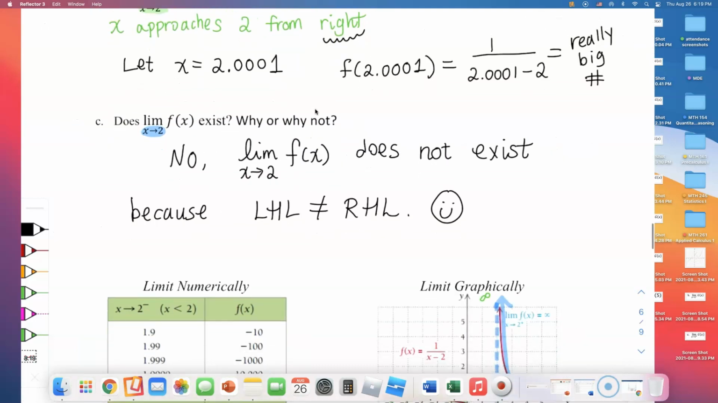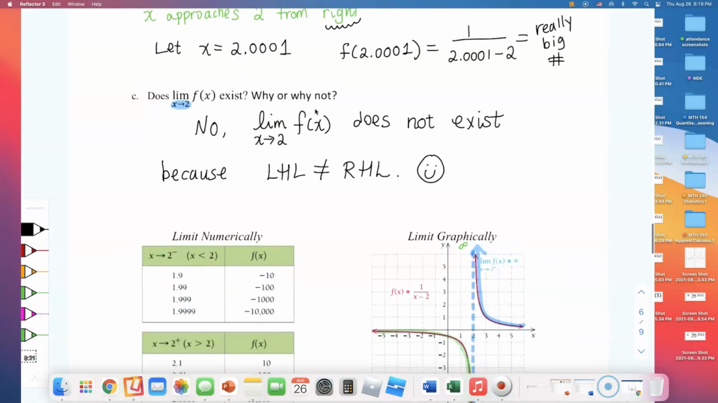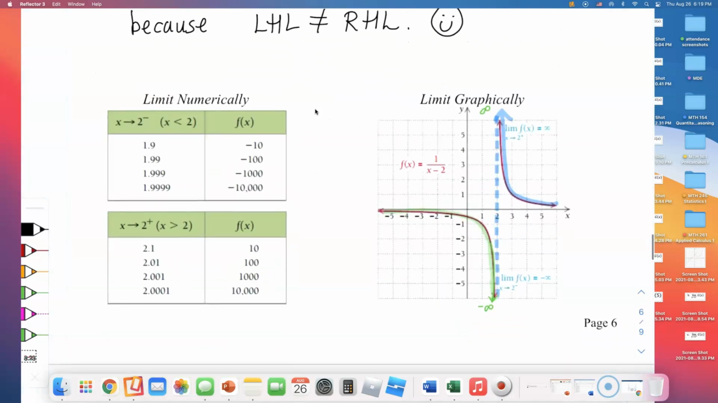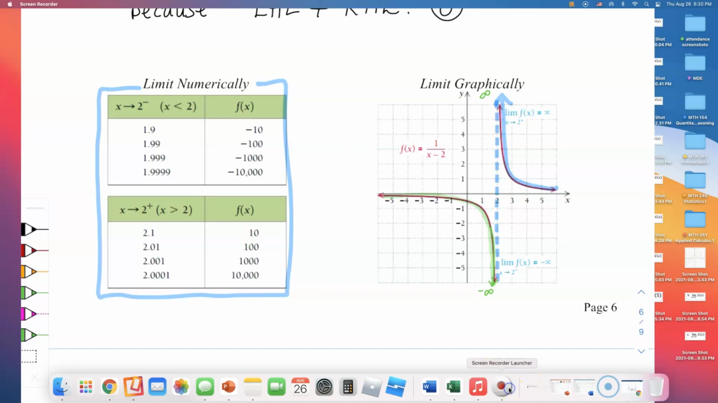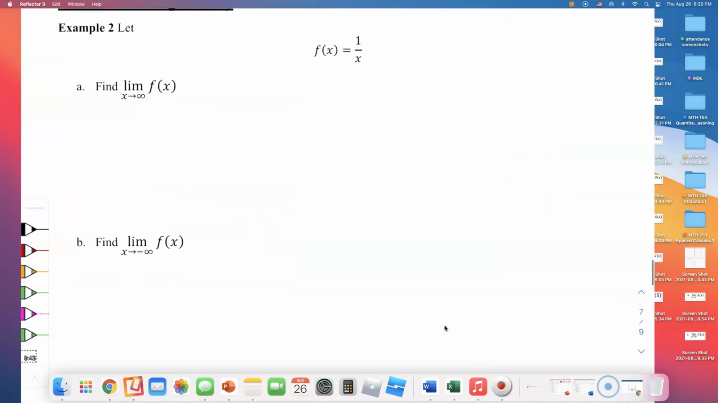Alrighty. So that was one example. And I have what we just saw on our Desmos calculator organized in these nice tables so that you can see the graphical method and the numerical method both match what we found. So let me keep on going, okay? We can do one more example of a limit involving infinity right here.